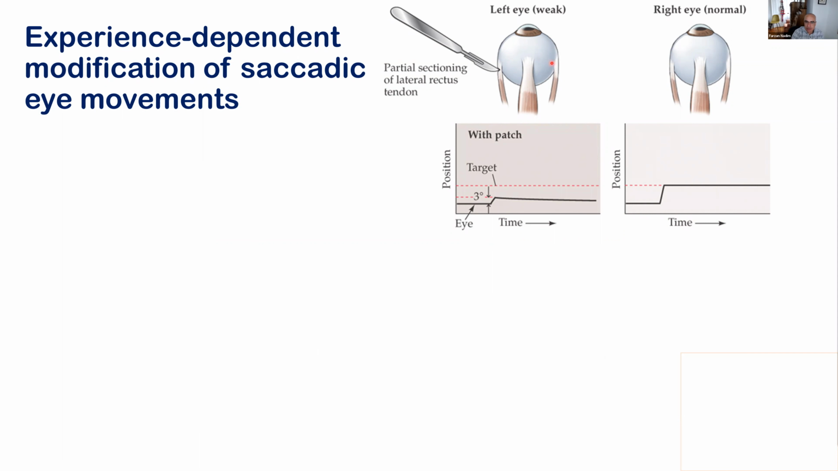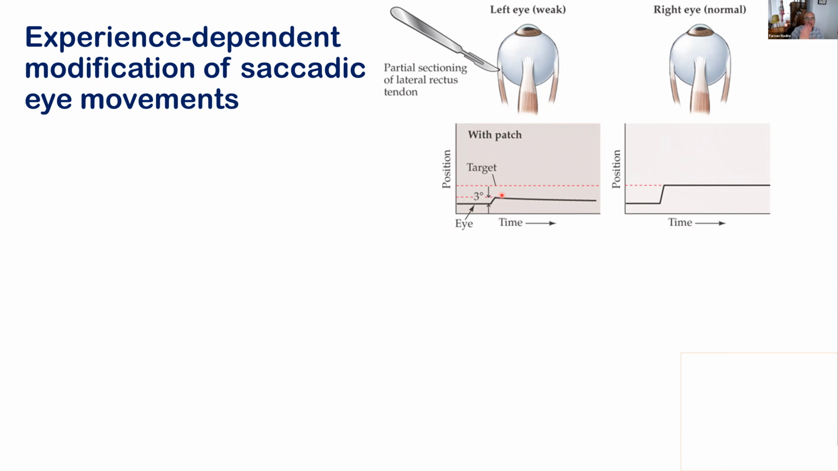In this experiment, there was a partial lesion, a partial sectioning of this tendon that moves the left eye to one direction, right? So the lateral rectus tendon was partially lesioned. So when the animal is saccading to a particular point, the right eye moves to the position correctly, but the left eye undershoots the target, okay?